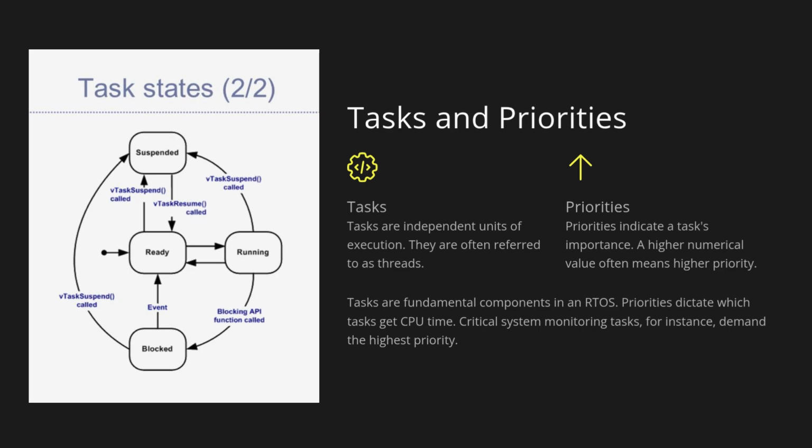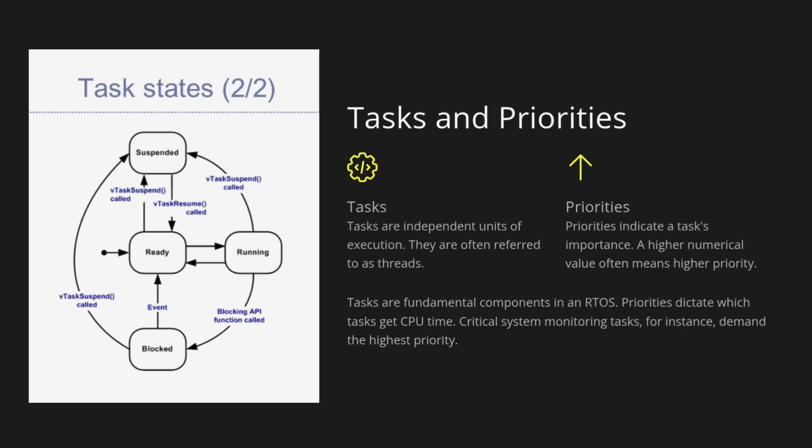But how does the RTOS keep track of all this information? That's where the Task Control Block, or TCB, comes in. The TCB is a data structure maintained by the RTOS for each task. It contains all the metadata required to manage the task. This includes the task's priority, its current state like ready, running, blocked, or suspended, the program counter and the stack pointer, as well as the task ID and its name. The scheduler reads this information from the TCB to decide which task should run next.